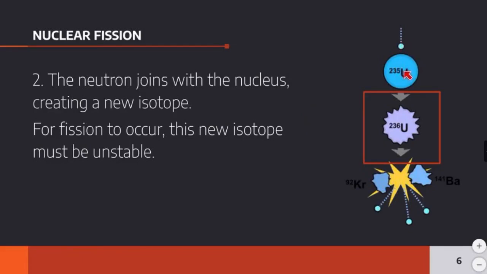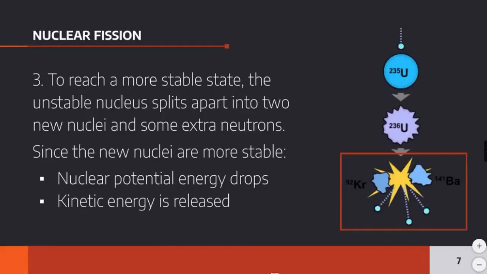in order for it to be fission, something special has to happen to the new isotope that forms. It has to be unstable in a particular way. And so uranium-236 is showing it by the spikiness. It's not really spiky, but it's showing that it's unstable. And so when it's unstable, here's what's going to happen next. Things that are unstable want to reach a more stable state. So the uranium-236 nucleus splits into two new nuclei, krypton-92 and barium-141. These two nuclei are both more stable than the uranium-236.